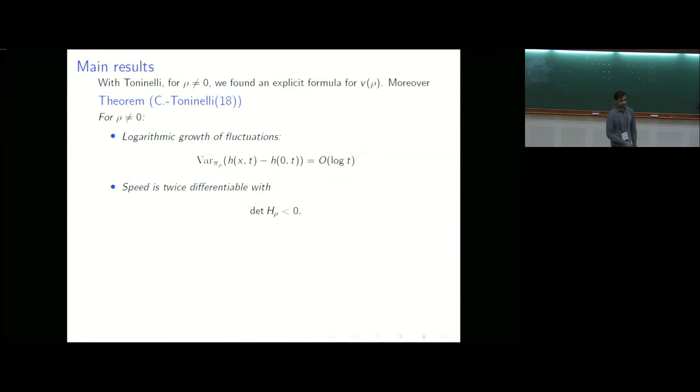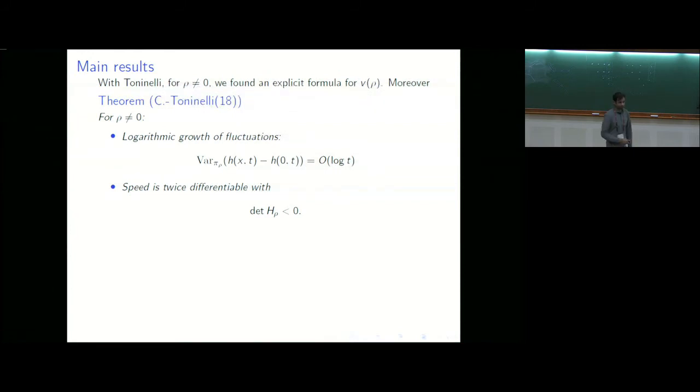Okay, so we can now tell you about the two questions that we asked at the beginning of the talk. So when we're not flat, when rho is not equal to 0, we get logarithmic growth of the fluctuations of the height functions at different points.